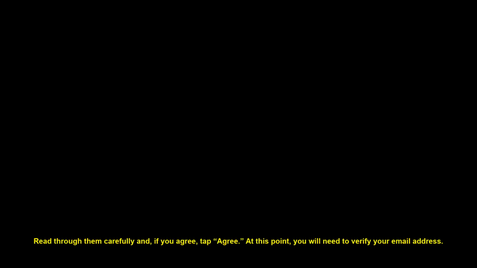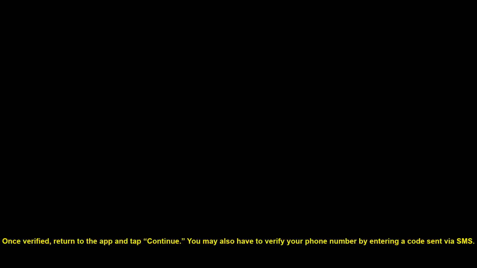At this point, you will need to verify your email address. Go to your email inbox and look for a message from Robinhood. Click the verification link within that email. Once verified, return to the app and tap Continue. You may also have to verify your phone number by entering a code sent via SMS. Enter that code to continue the activation process.